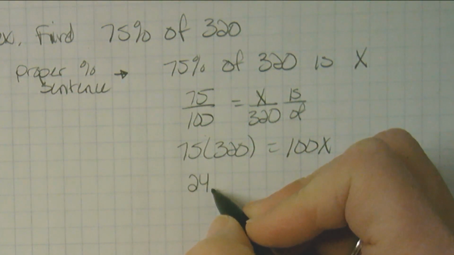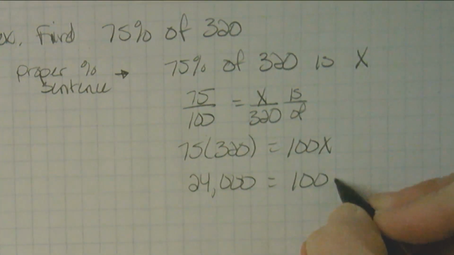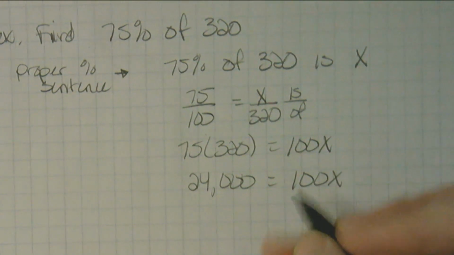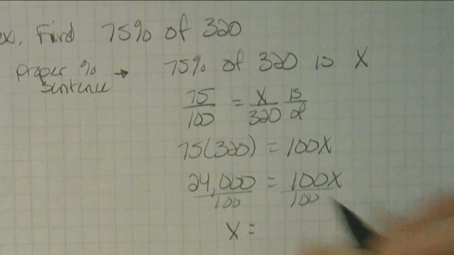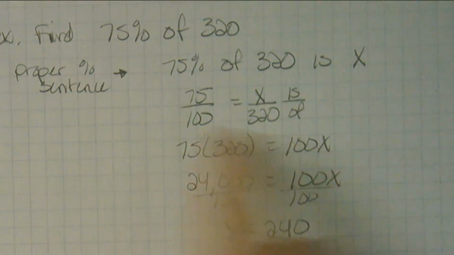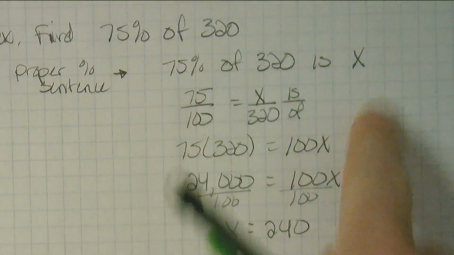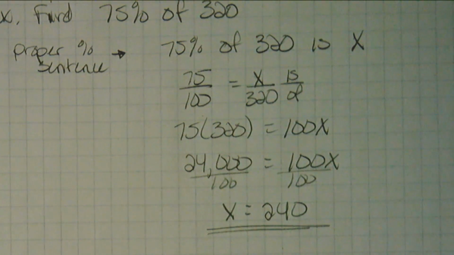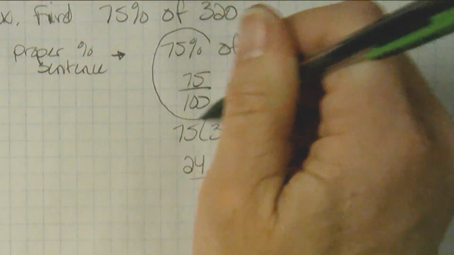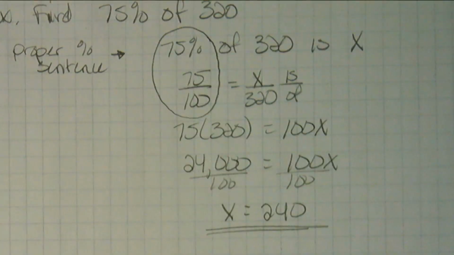24,000 flat is equal to 100x. Now what? It's not a percentage because we have our percentage, so that is simply our answer. Questions on that? Yes? Because I am putting it into fraction form in a proportion.